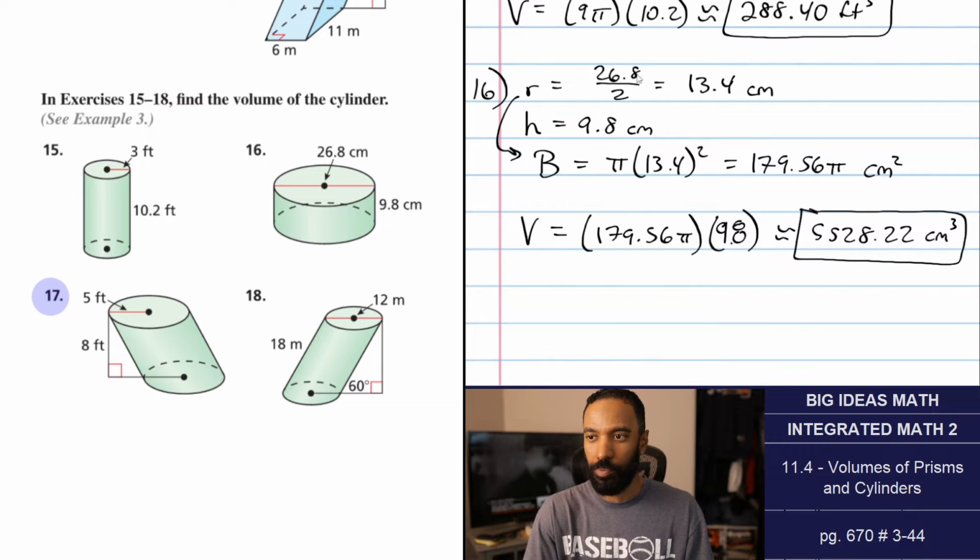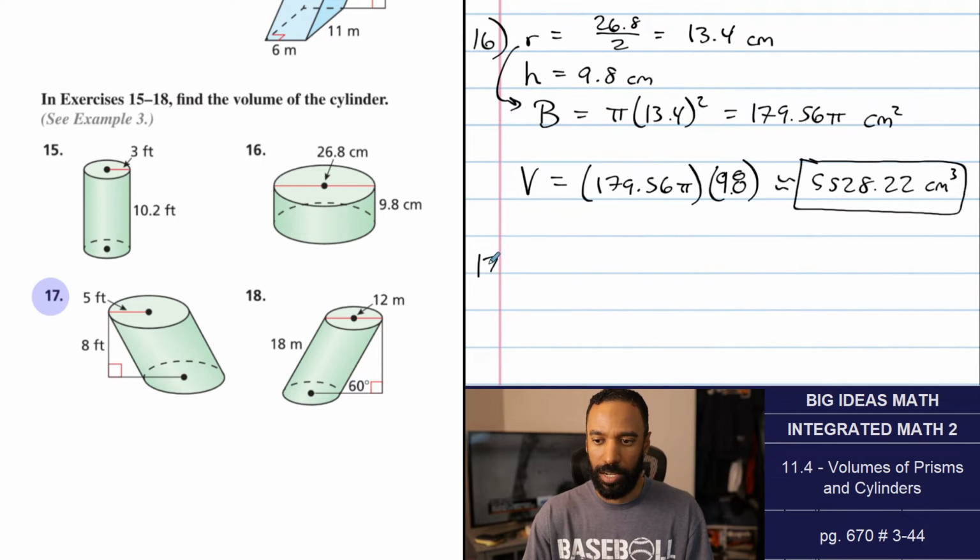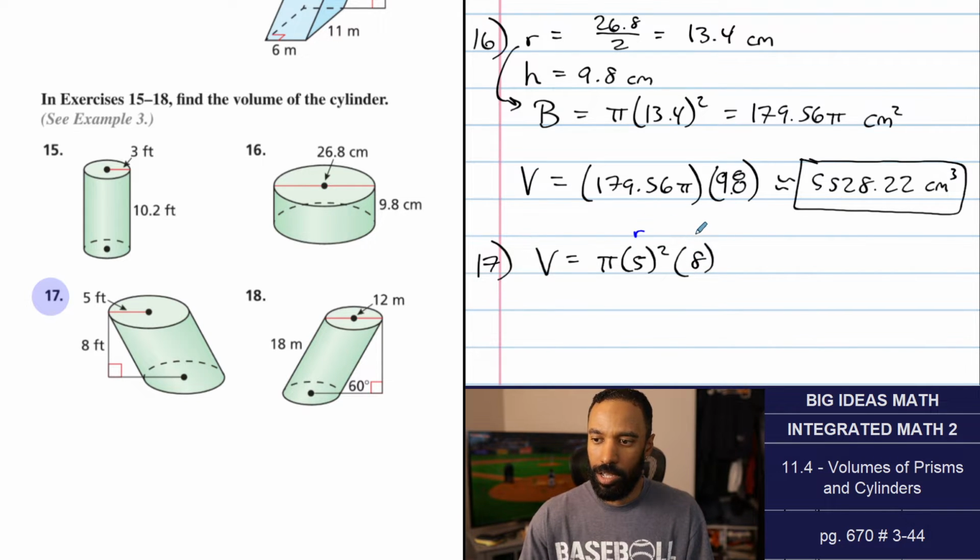Number 17 and 18, oblique cylinders. Doesn't change what we do. We have area of base times height once again. So let's just jump straight into that. Volume, in this case, is area of base, pi r squared, times height. So this is r, this is h. So this one, 25 times 8 is 200. So 200 pi is an exact value.